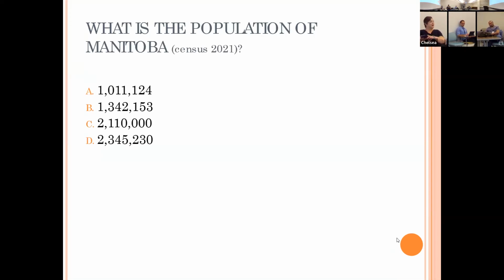What is the population of Manitoba? I know Winnipeg has around 800,000, so if you add everybody else to it, maybe A or B. A or B. Is this included in the citizenship exam? It probably is included in the citizenship exam. Should be. Yeah, it is B. So it's just over 1,300,000. So we're not a very large population, and we're spread out.